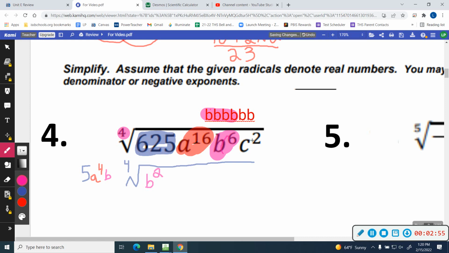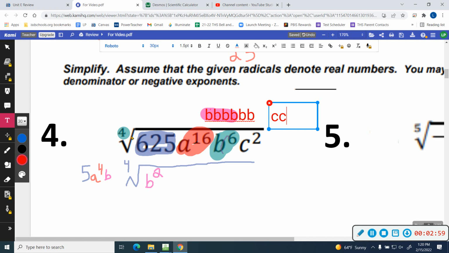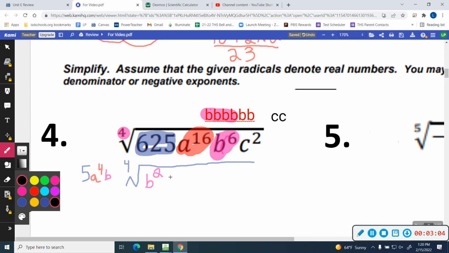And then c squared, you could write that as cc if you want, but you're not going to find 4 of them, so let's just leave that as c squared. Anytime your exponent, which is 2, is less than your index, there's nothing you can do. Okay, so we're done. It's simplified.